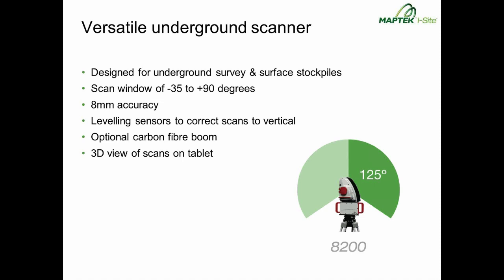And there are several other things that we've added, including a new inclinometer, which allows the scanner to automatically correct a 90-degree scan that is scanned horizontally, which allows us to use a carbon fiber boom. And we've also added a 3D view of the scans on the tablet. So rather than just looking at all of the scan data from a plan view, you're able to look at them in 3D, which is definitely beneficial when you're underground since there is data on all sides.